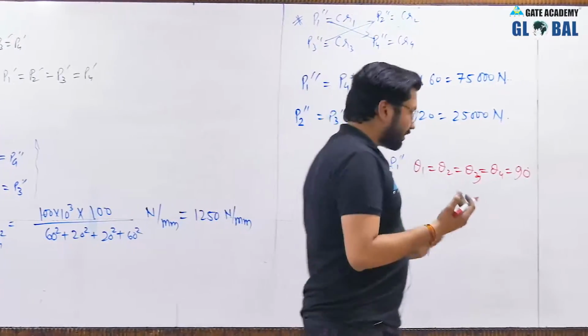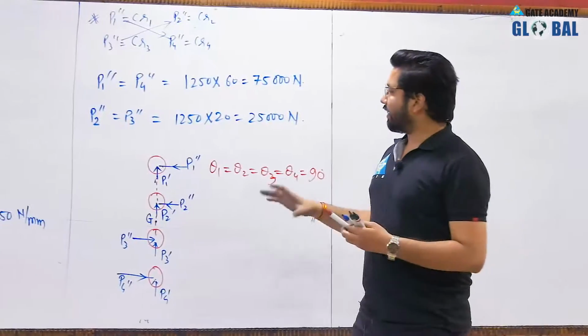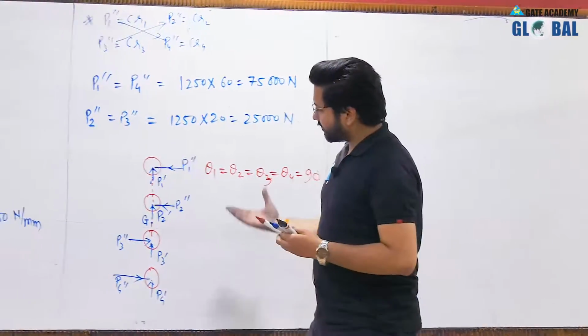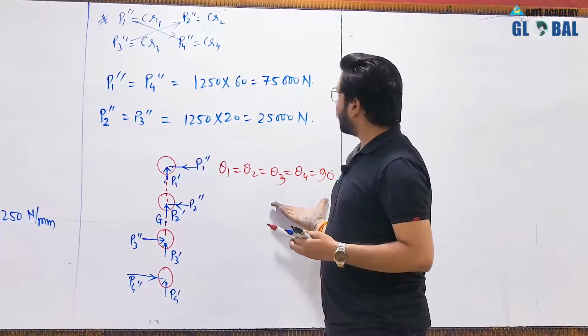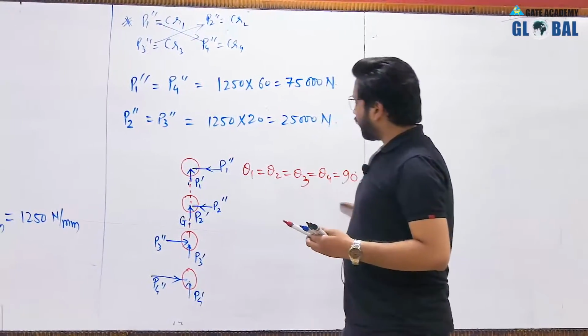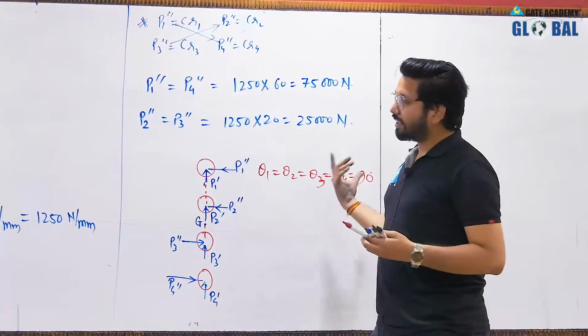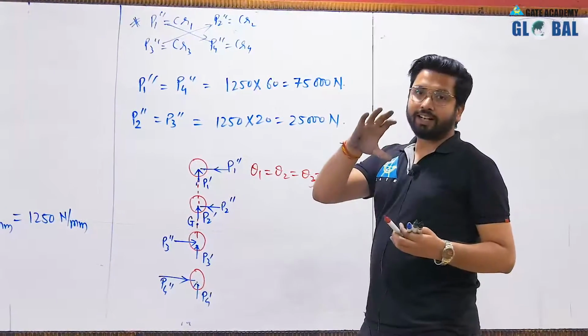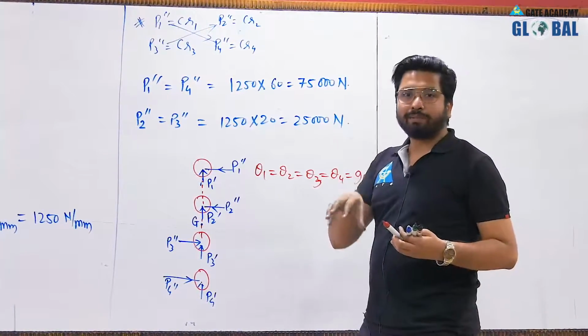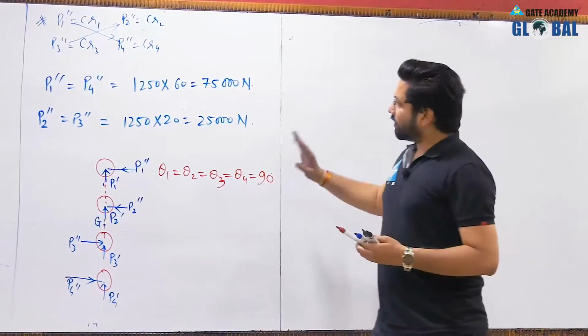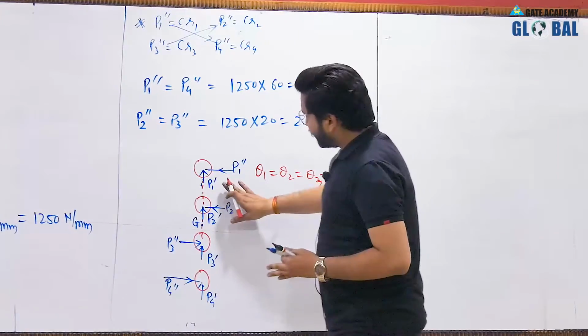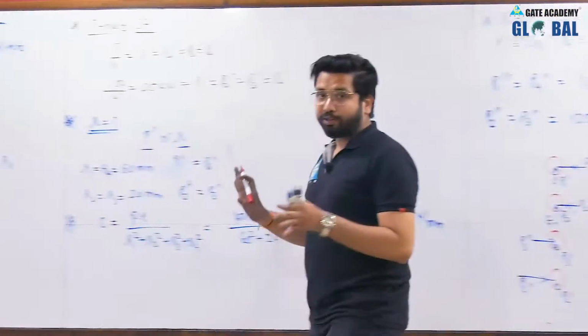Now how can you judge which of the following rivets is the most critical rivet, as in this case all the values of theta are the same? Previously we have discussed that the rivet in which the value of theta is minimum will be the most critical rivet. Okay, I am telling you the concept.